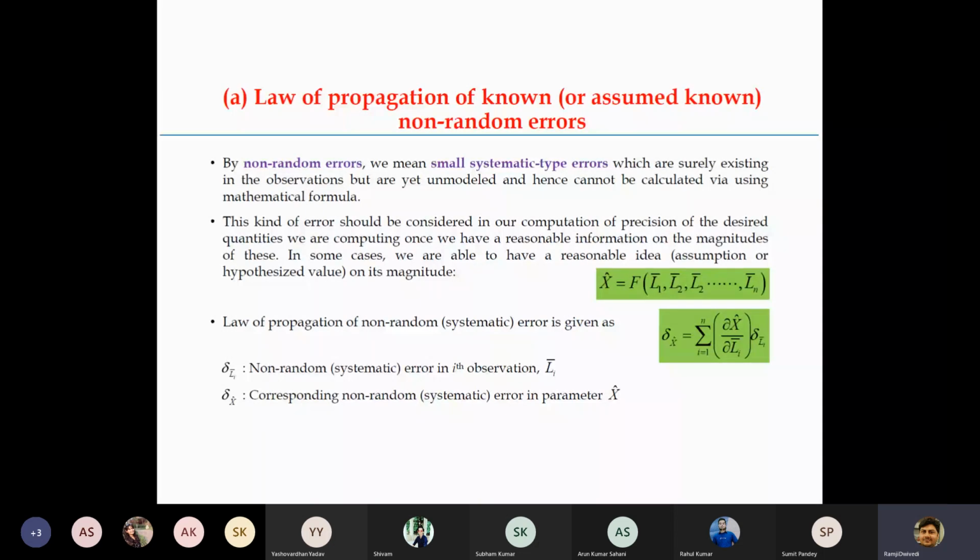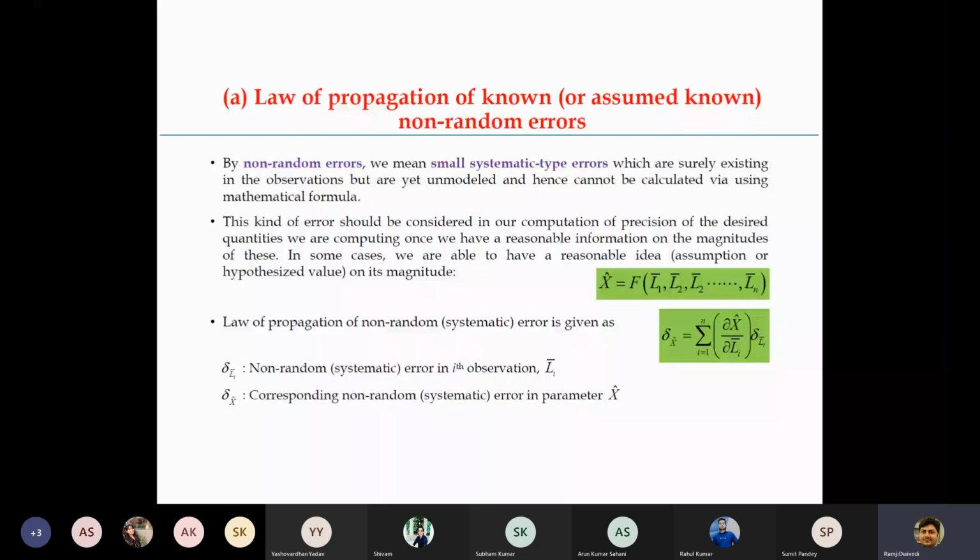Please remember the notation: here the left hand side is the overall non-random systematic error, or simply non-random error, in the parameter, which would be given by the summation of all such cases, i equal to 1 to n. How do you do it? You know the function, you can take the derivative. Once you have the derivative, you can multiply it by the corresponding error in the ith observation, if you are aware of it. Somehow this is an information which is given to you.